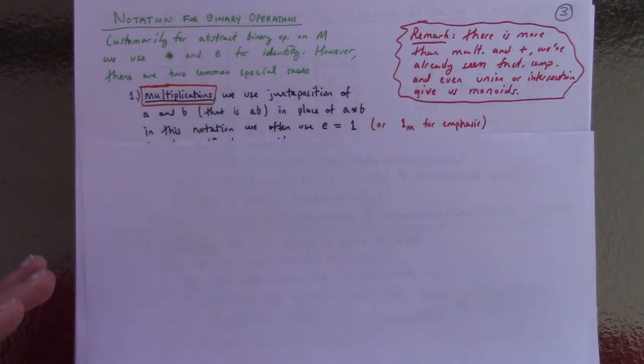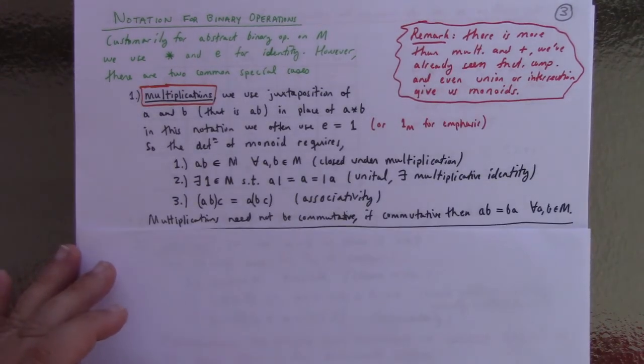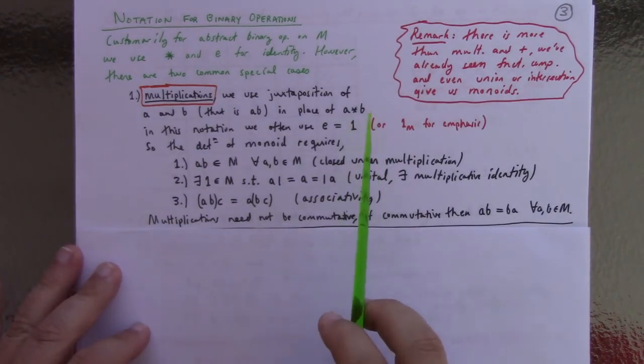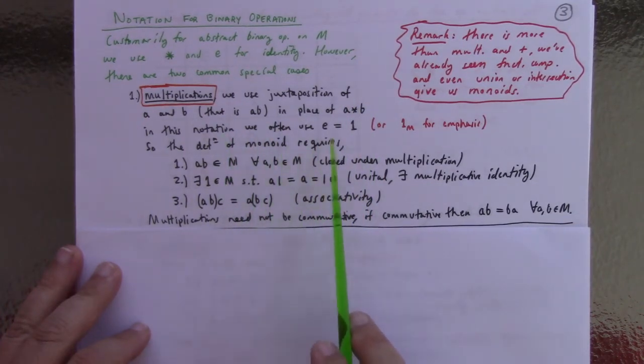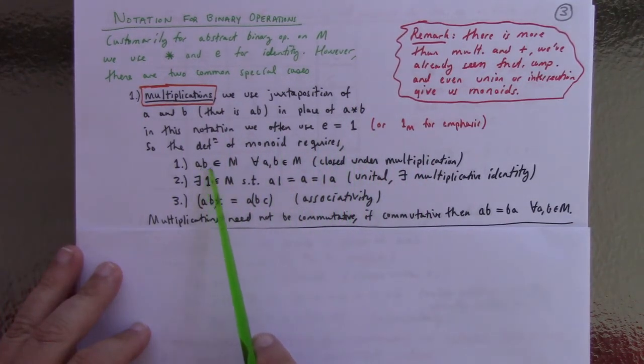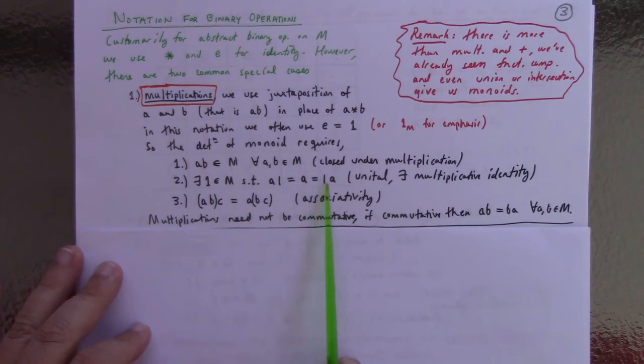Anyway, this is just a generic notation, but there are two common things that happen. The one is multiplication. Oftentimes we use a special notation: rather than writing a star b, we write just ab. This is called juxtaposition. Just put them next to each other, and that indicates that multiplication is made. So the definition of a monoid looks like this in the juxtaposition notation: ab is in M whenever a and b are in M, so it's closed under multiplication. There exists 1 in M such that a1 is equal to a is equal to 1 times a.